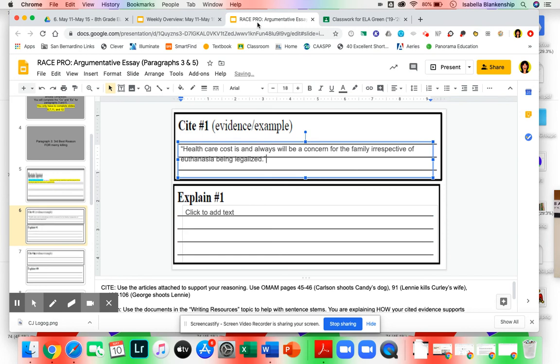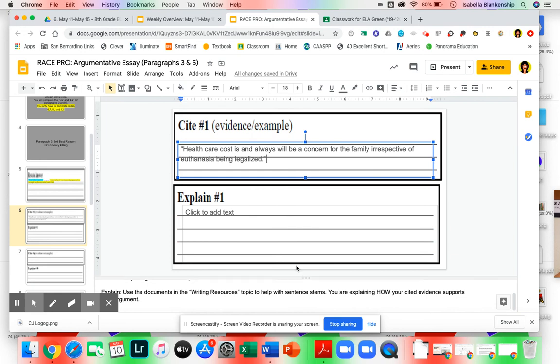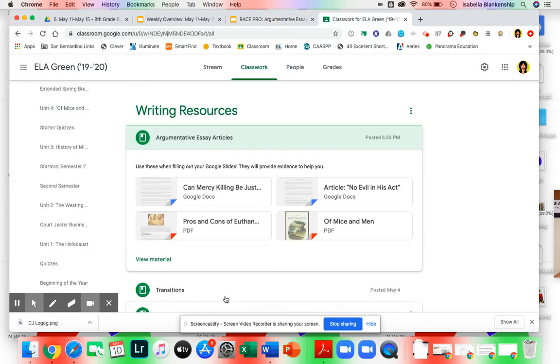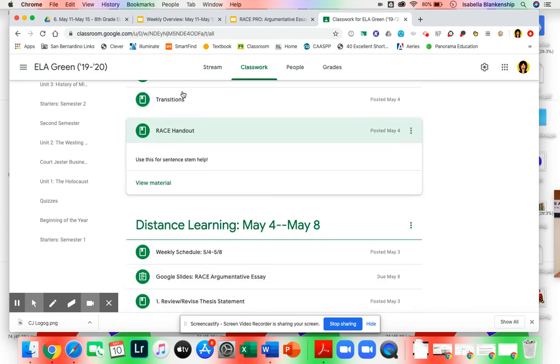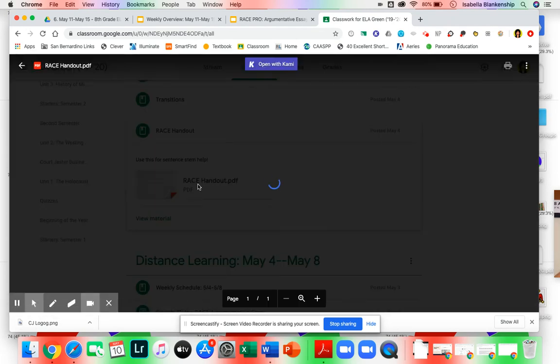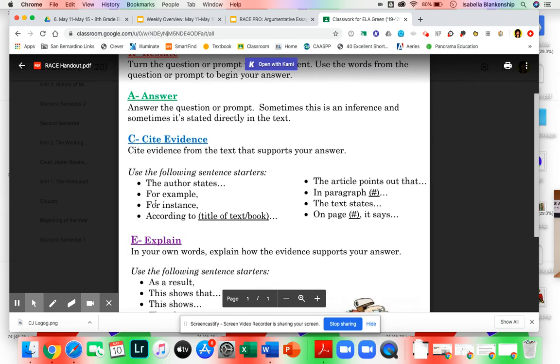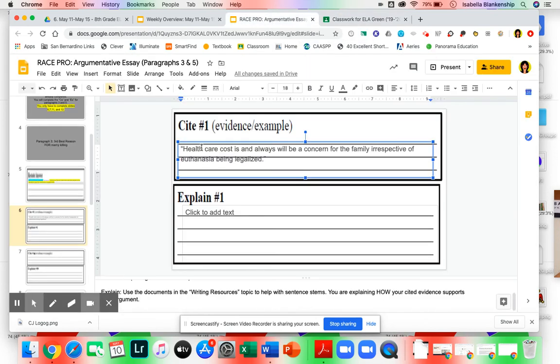I quoted it, but when I cite evidence, you got to make sure that you're using the appropriate sentence stems. And if you don't remember what the appropriate sentence stems are, on this RACE handout, which is underneath this same topic, it gives us an idea. Restate, answer, cite. Perfect. We have sentence stems already. So we're going to use the according to sentence stem.